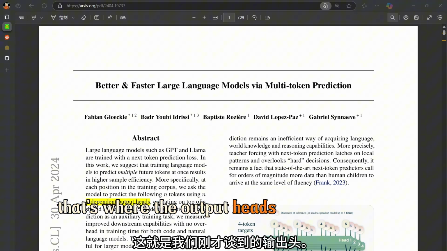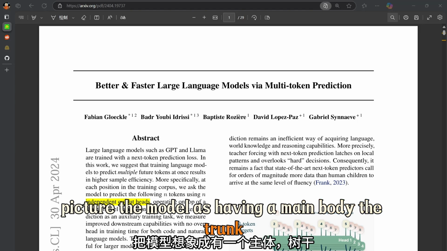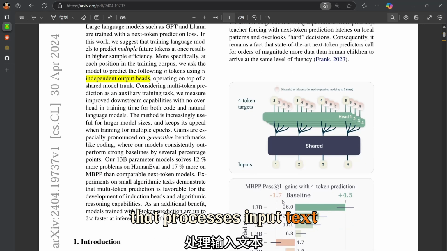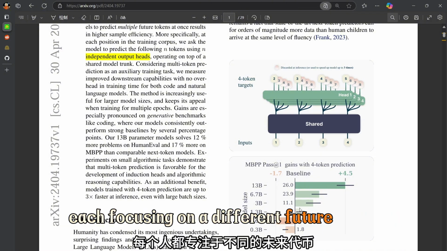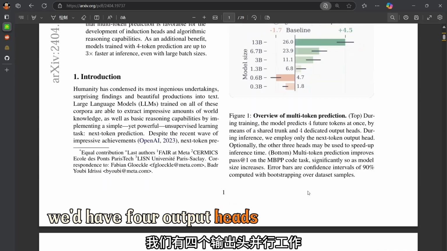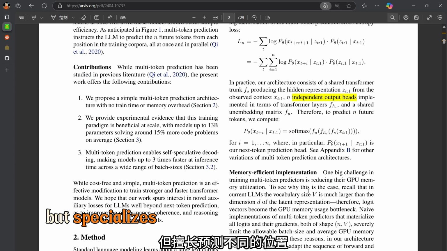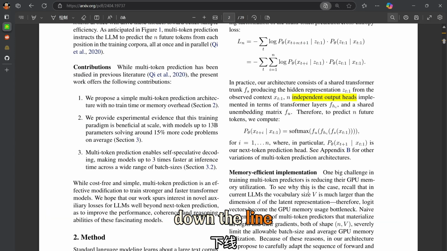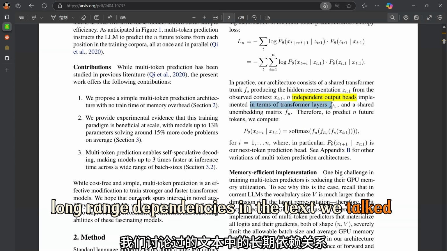That's where the output heads we just talked about come in. Picture the model as having a main body, the trunk, that processes input text. And then you've got these multiple output heads, each focusing on a different future token in the sequence. Exactly. If we're predicting 4 tokens, we'd have 4 output heads working in parallel. Each head analyzes the same input, but specializes in predicting a different position down the line. It's a way to capture those long-range dependencies in the text we talked about earlier.